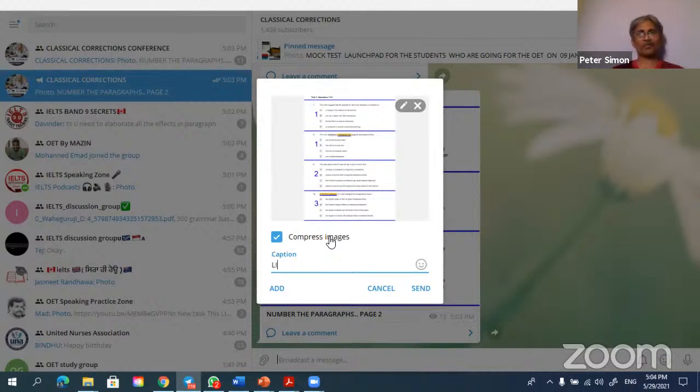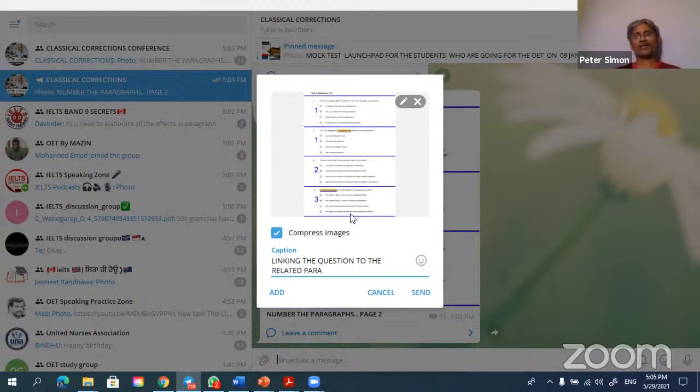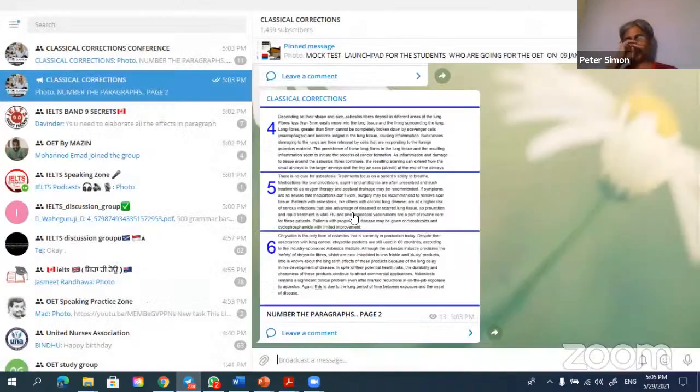So that is linking the question to the paragraph. This is the second stage, linking the question to the related paragraphs. Linking the question to related paragraphs. Okay, right, fine.